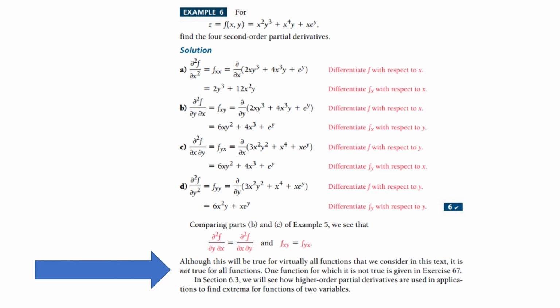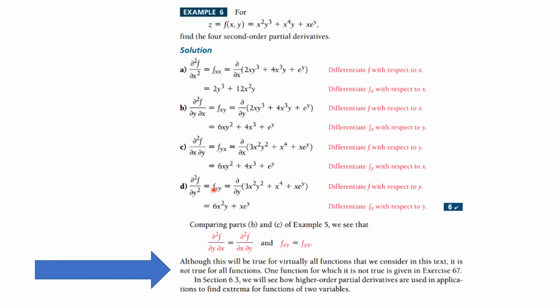Okay, so here in example 6, we're calculating these. So for z equals f of x, y equals this, notice that we have an exponential here. Find the 4 second-order partials. So we take the partial with respect to x twice. This is the partial first with respect to x, then with respect to y. This is a partial first with respect to y, then with respect to x. And this is a partial with respect to y twice.